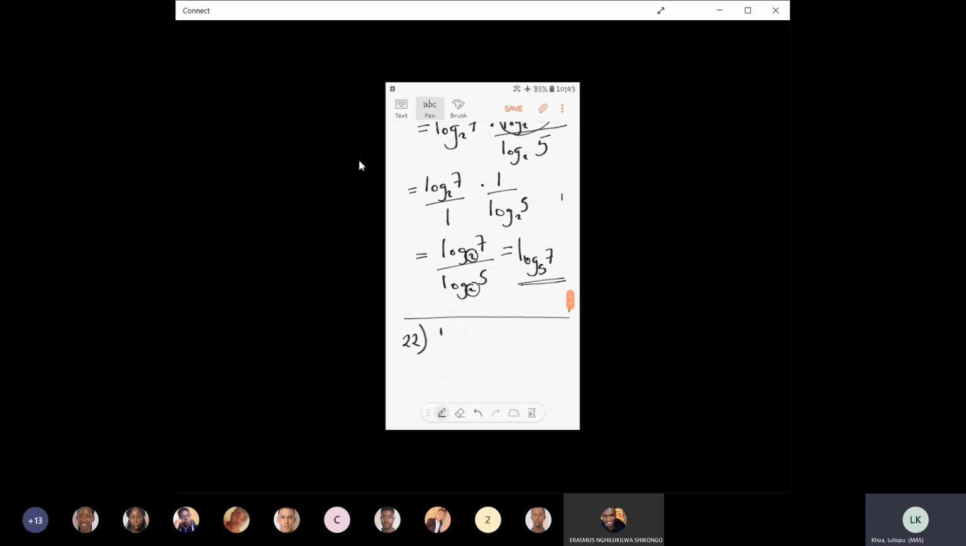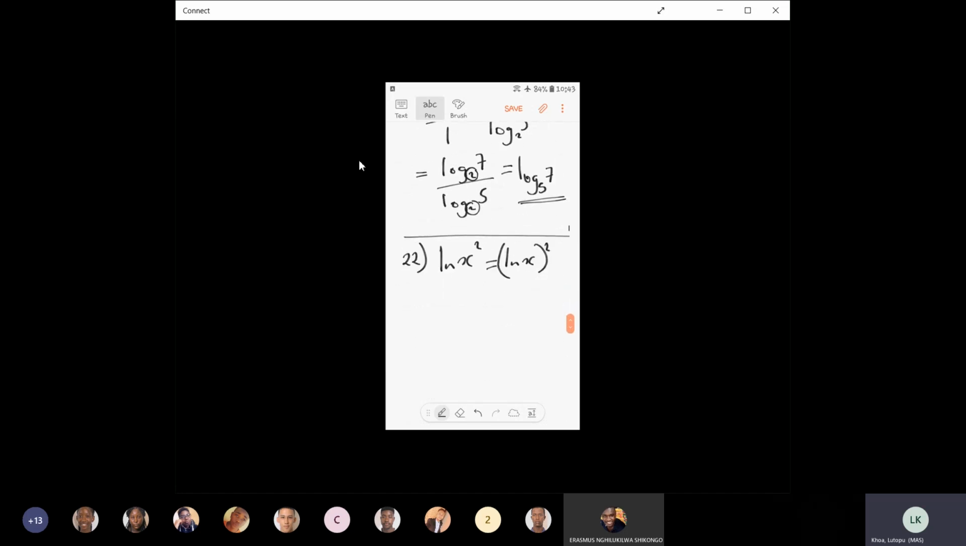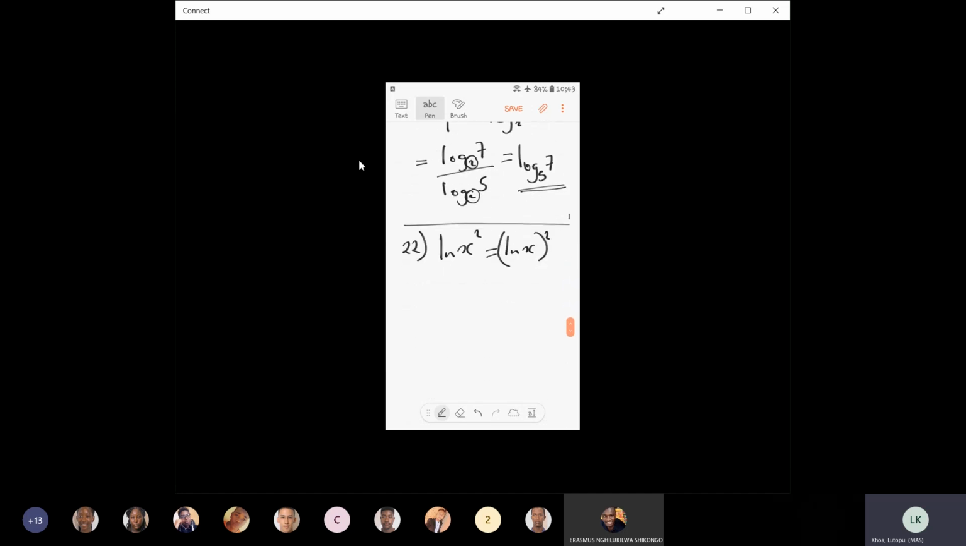Number 22, we have (ln of x) squared is equal to ln of x squared. Now the whole thing is squared. So again, this is a quadratic equation. You should be able to see that. Now the first thing you should do is this 2. You can bring it down. It is the exponent of the argument. It can come down. So you have 2 ln of x is equal to (ln of x) squared.